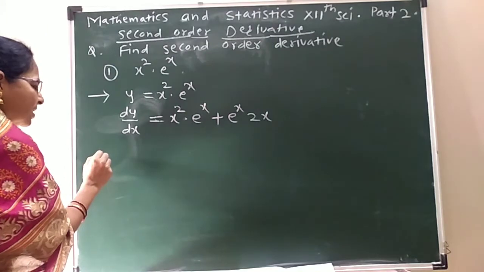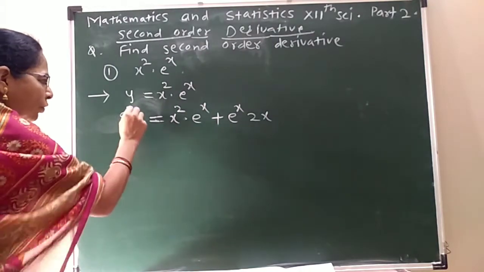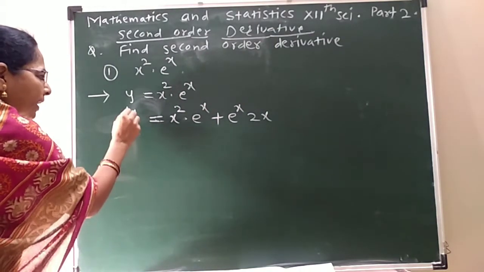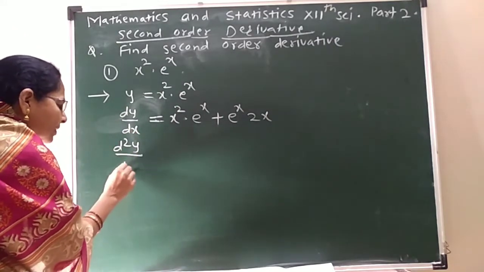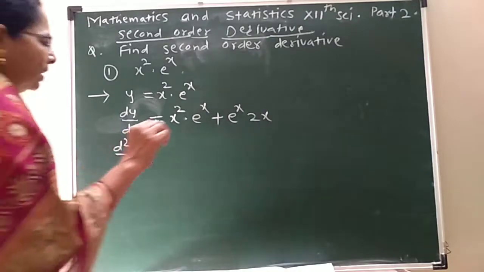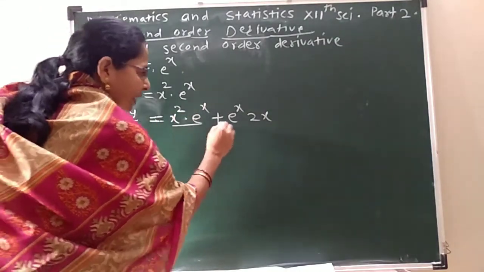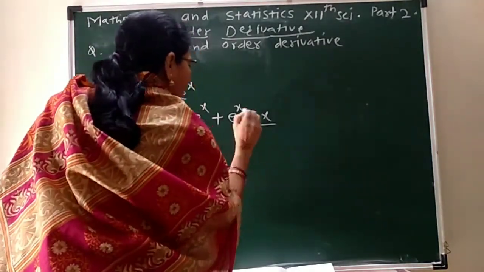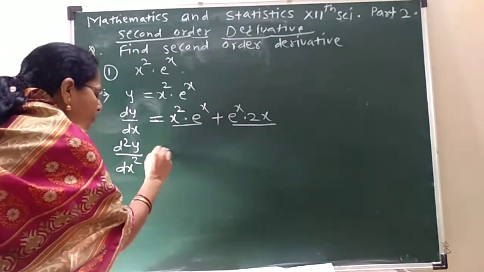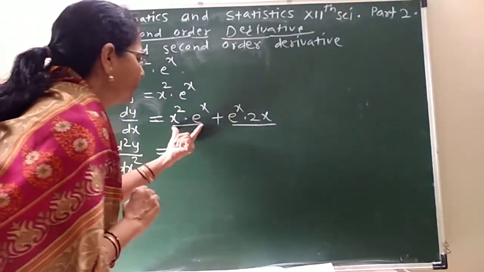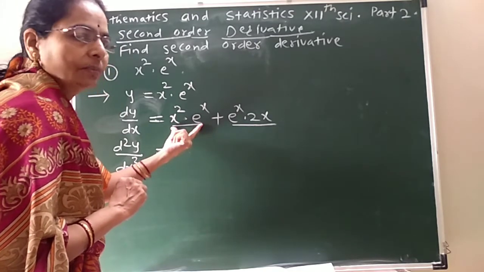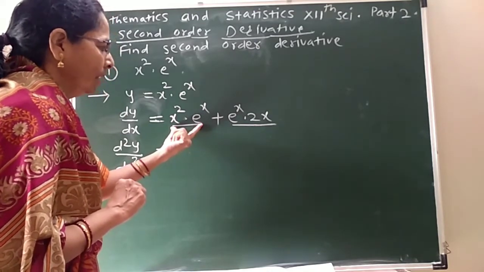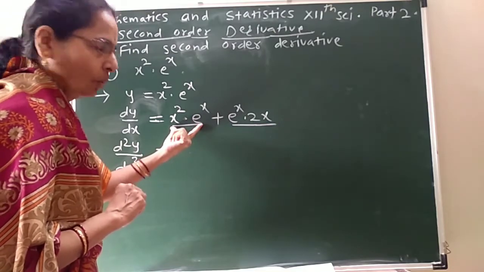Next, the second derivative, that means the derivative of dy by dx. The derivative of dy by dx is d2y by dx square. Now first take the derivative of this term plus the derivative of the other term. Here again there are two functions in the product form, so use the u into v rule.